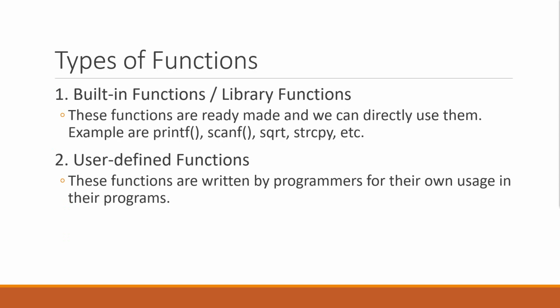In C language, functions are of two types. 1. Built-in functions, or library functions. These functions are ready-made and we can directly use them. Examples are printf, scanf, sqrt, strcat, etc. 2. User-defined functions. These functions are written by programmers for their own usage in their programs.